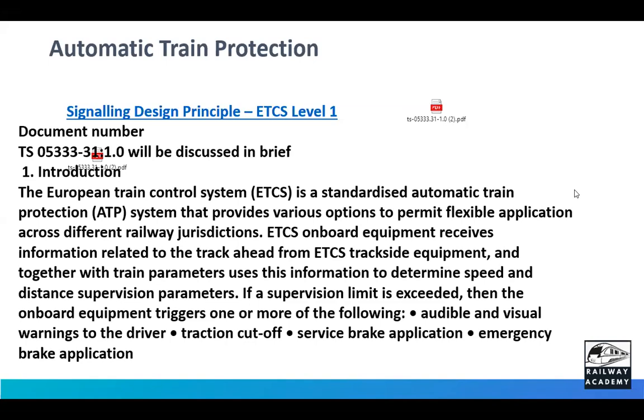It is widely used in Australian Railways, and we will be explaining that also in detail in this standard, which is given in TS 05333, what is shown here.